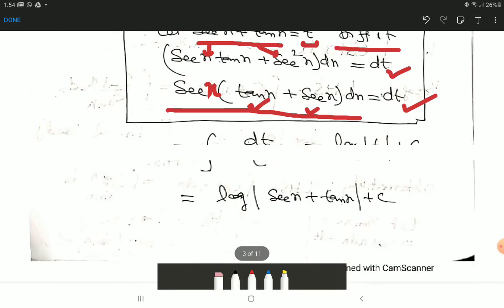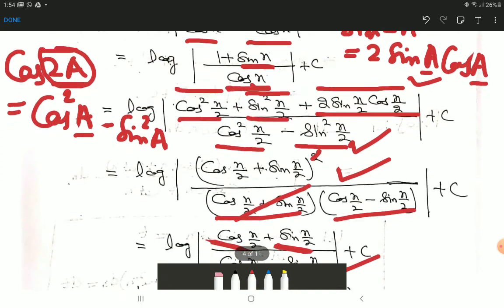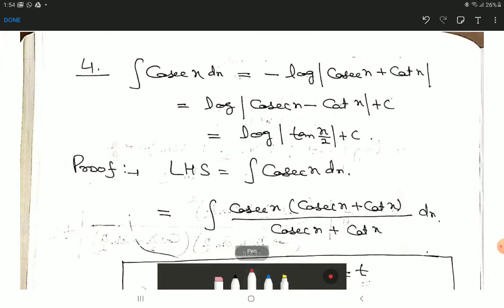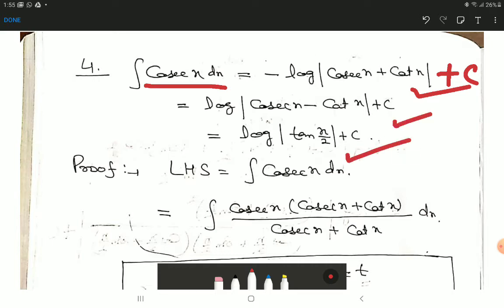Moving ahead. Similar to integration of sec x, we have integration of cosec x also. It will also be proved on similar lines. Integration of sec x had got two formulae, and integration of cosec x dx has got three formulae. First is minus log of cosec x plus cot x plus c. Second is log of cosec x minus cot x plus c. And third is log of tan x by 2 plus c.